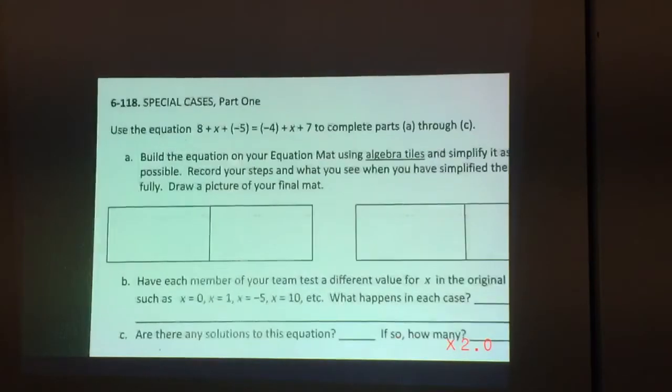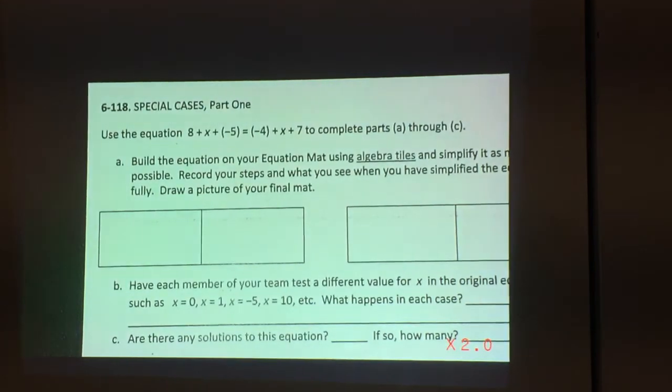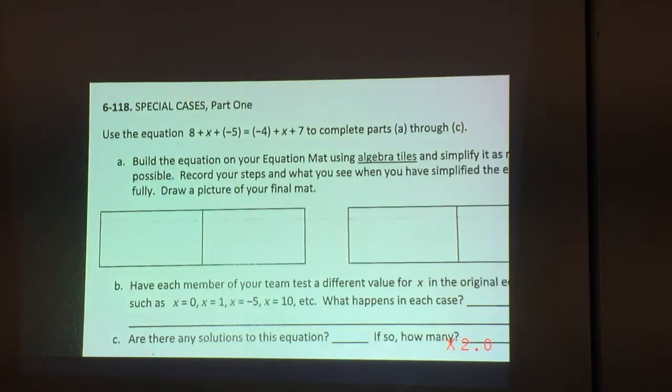Special cases part 1. Use the equation 8 plus x plus a -5 equals -4 plus x plus 7 to complete parts A through C. All right. A, build an equation on your equation mat using algebra tiles and simplify it as much as possible. Record your steps and what you see when you have simplified the equation. Draw a picture of your final mat.